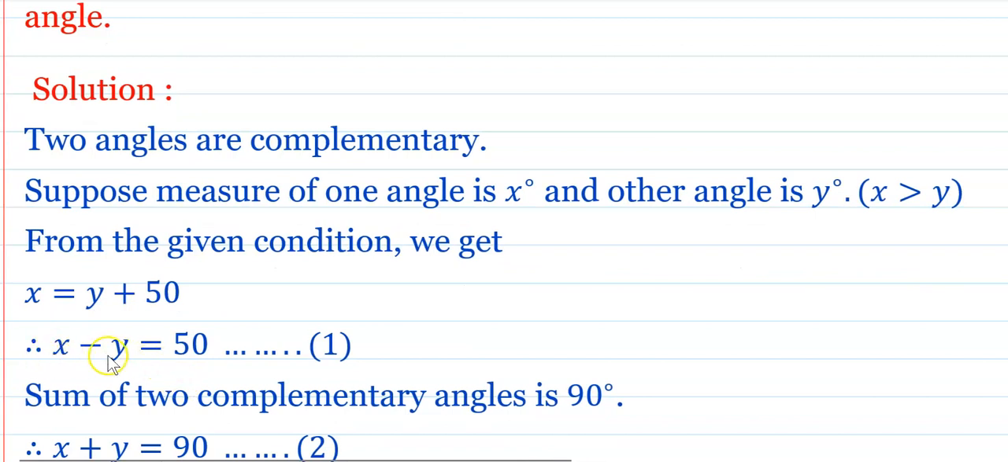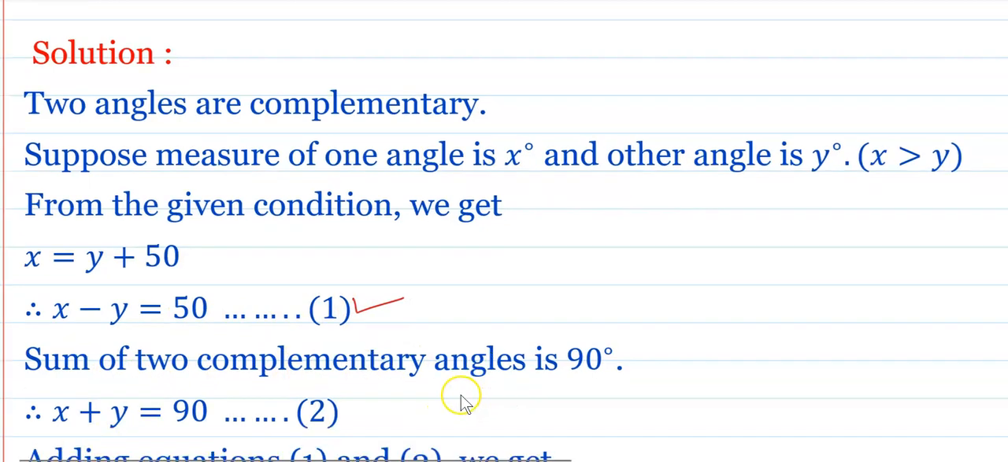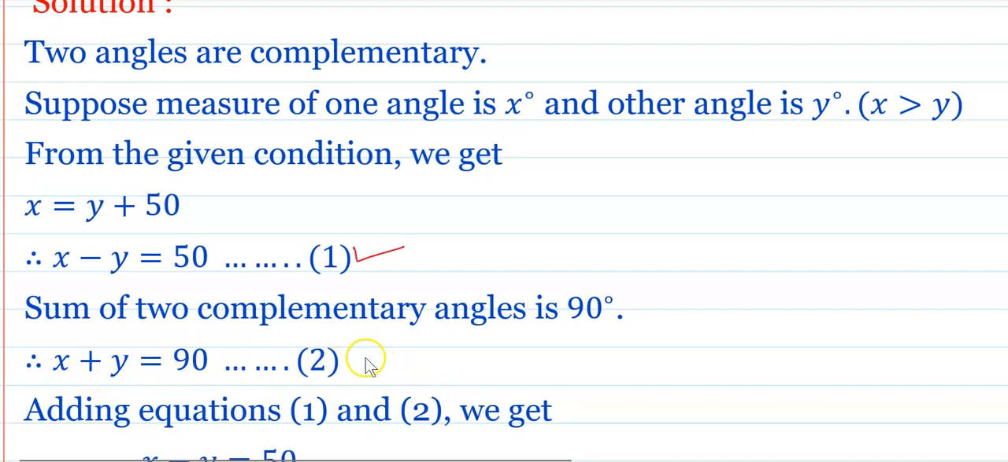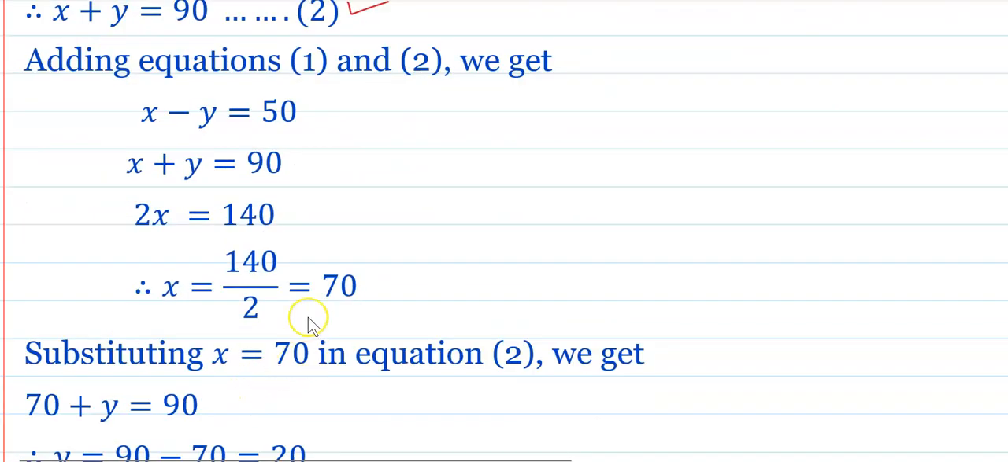Okay. Therefore, x minus y is equal to 50. This is equation number 1. Sum of the two complementary angles is 90. Therefore, x plus y is equal to 90. This is equation number 2. Adding these two equations, then what you will get after the addition?